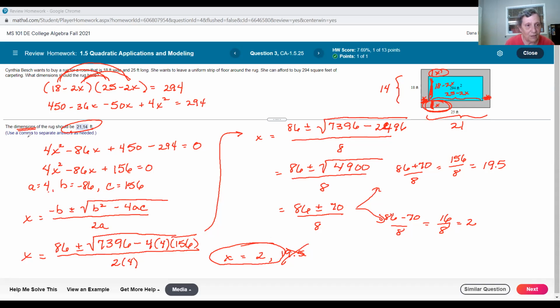And they said put a comma to separate answers. So you put either 21 comma 14 or 14 comma 21, but do not put 14 x 21, like 14 times 21. So this is what they're looking for. Okay.